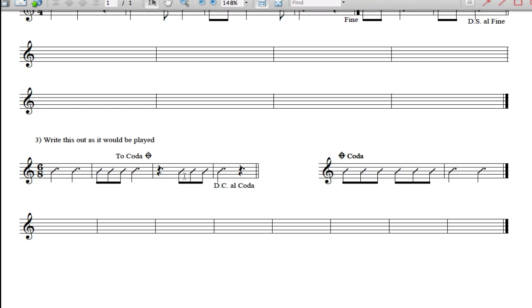Play through, get to the end, it says D.C. al coda. Think about what that means. And yes, that means go back to the very beginning. And this time, when you get to the coda symbol, the second time through, you jump over to the coda, and then that's the ending of your piece. So that's the unique thing about the coda, it's always at the end of a piece of music.